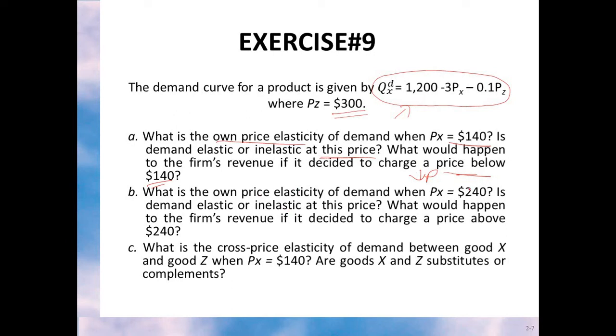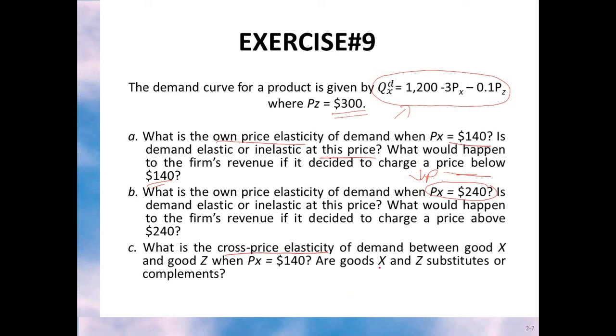For the second one, what changes in the question is the price. Instead of 140, the px now is 250, and the question is the same: is it elastic or inelastic? What will happen if the firm decides to charge a price above 240? Every time px changes, you have to recalculate the quantity and go through the 3 steps: find the Q, identify the denominator, which of course is the Q, find which one is the alpha, and then identify the numerator value.